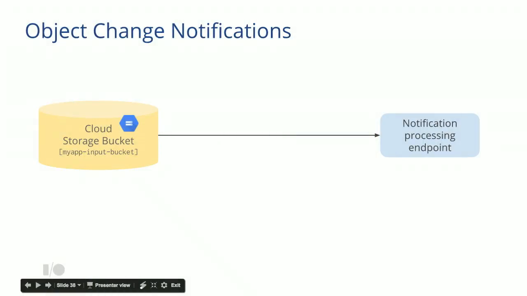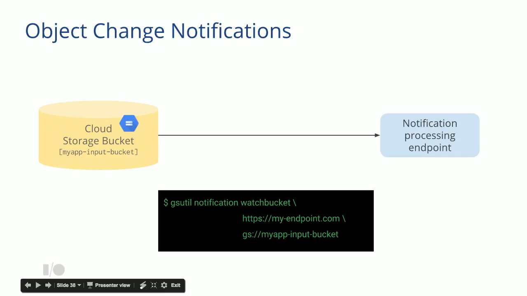Cool. So let's talk about object change notifications. Object change notifications allow us, every single time there's a change in our bucket, to get a notification sent to a webhook. And you can set that up with JSUtil. That's it. You say, hey, JSUtil notification, watch this bucket, and send changes to that webhook.